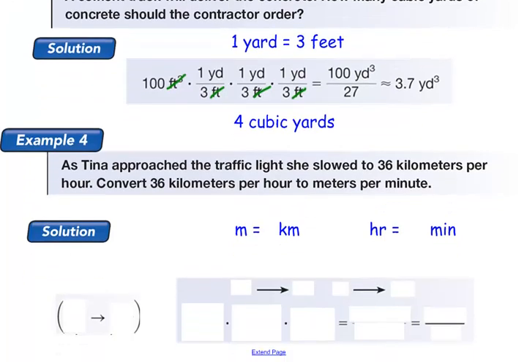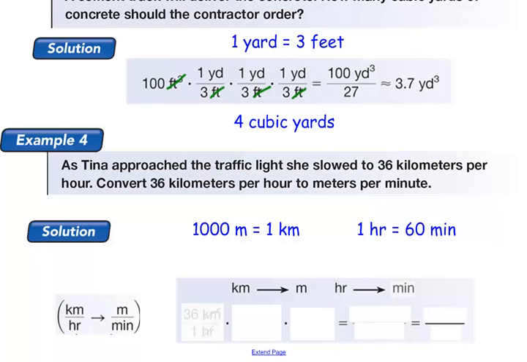As Tina approaches the traffic light, she slows to 36 kilometers per hour. Convert kilometers per hour to meters per minute. We know that there are 1,000 meters in 1 kilometer, and we know in 1 hour there are 60 minutes. So therefore, we will start with kilometers per hour and convert it to meters per minute. So we will have kilometers to meters and hours to minutes. We will begin with 36 kilometers per hour. Also, we will have 1,000 meters in 1 kilometer.